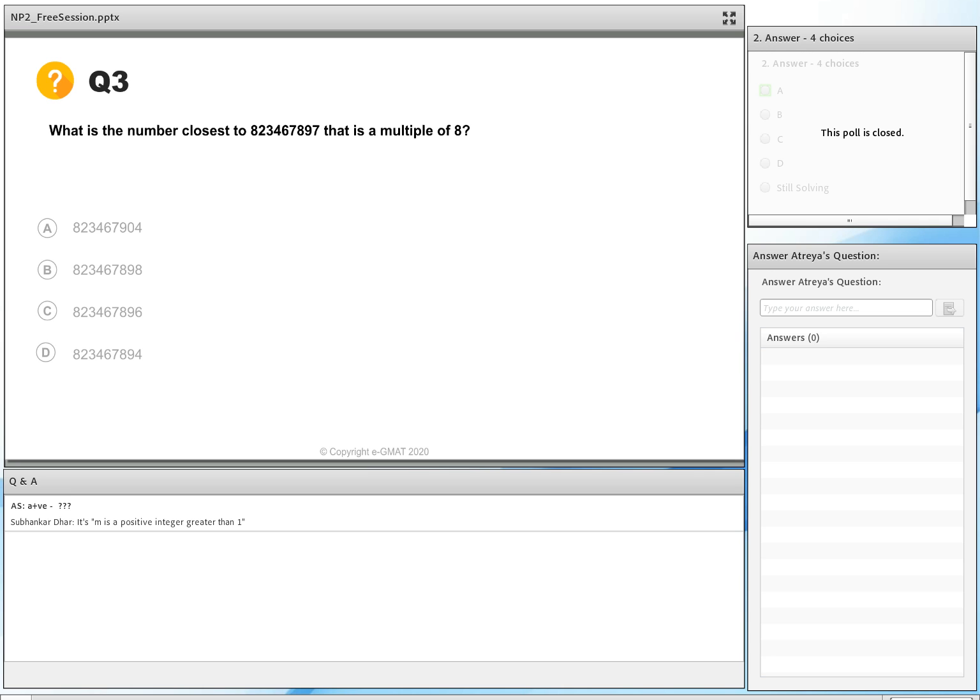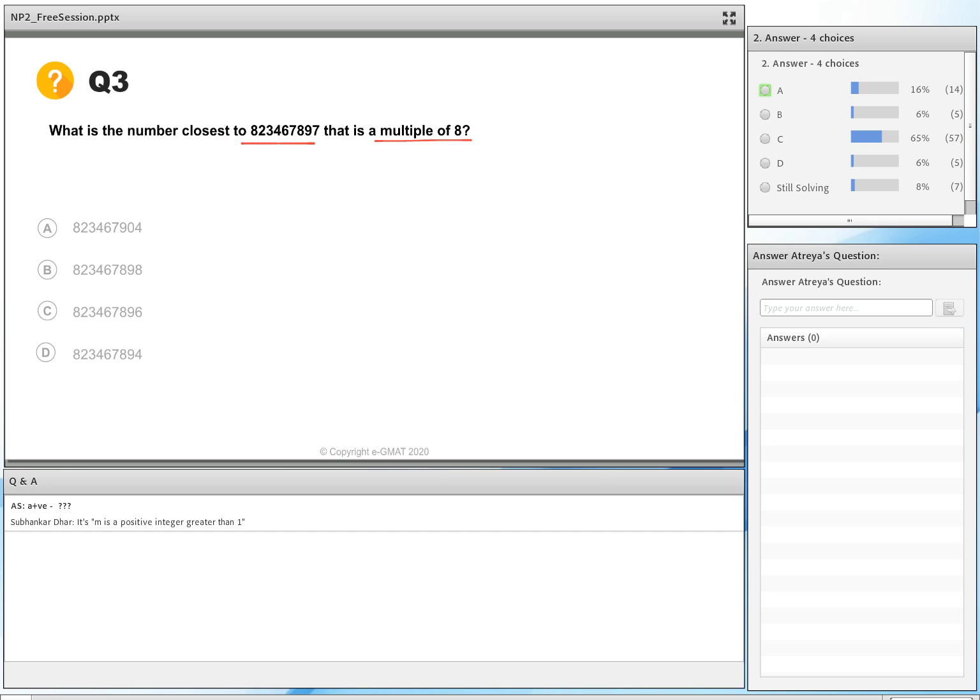All right, let me end the poll here and broadcast the results. I see that 65% of you have marked choice C, and around 1/6, that is 16% of you, have marked choice A. Now, in this question, it is asked, what is the number closest to a very big number that is a multiple of 8?